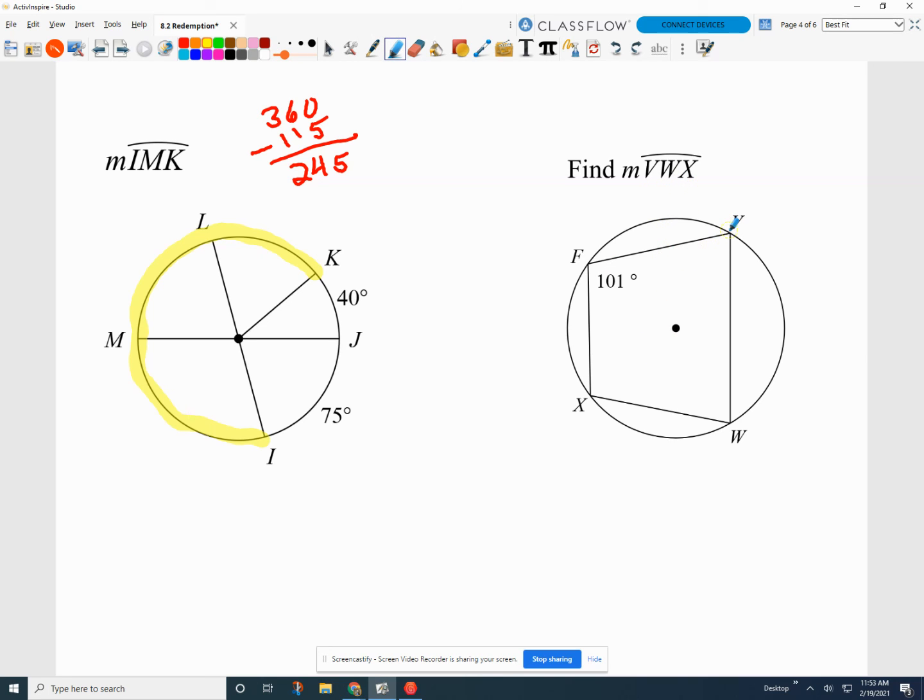VWX, arc VWX. So V around to W to X. Okay, now this one had a couple of extra lines thrown in there. What I'm looking for, I'm going to follow the sides of my angle out. Right, here's my angle. If I follow the sides of it out, double your angle to get the arc. This arc is 202 degrees.